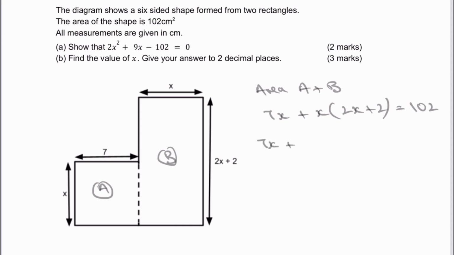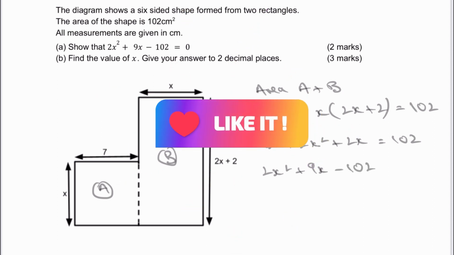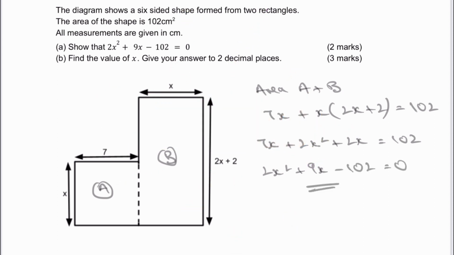I've got 7x plus 2x squared plus 2x equals 102. If I gather up the like terms, I've got 2x squared plus 9x, and then I'm going to bring this 102 over towards the left hand side by subtracting it. I get minus 102 equals 0, and that's the answer to part A of the question. And then it says find the value of x, giving our answers to 2 decimal places.